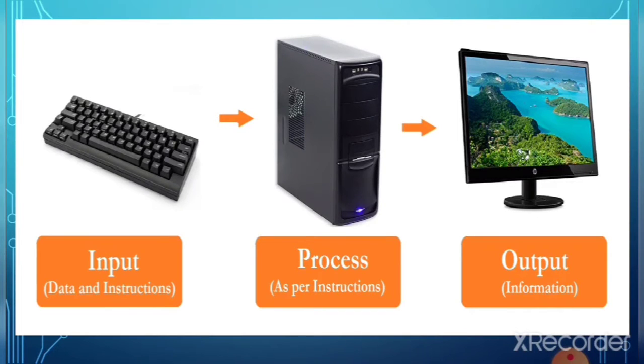Now when we give input to the computer, it will go inside the CPU and CPU will do process on it. After doing process, CPU will get result, means output, and that output is displayed on the monitor screen. That's why monitor is called output device. So here keyboard is input device, CPU will do process and the monitor will display output. This is the IPO cycle.